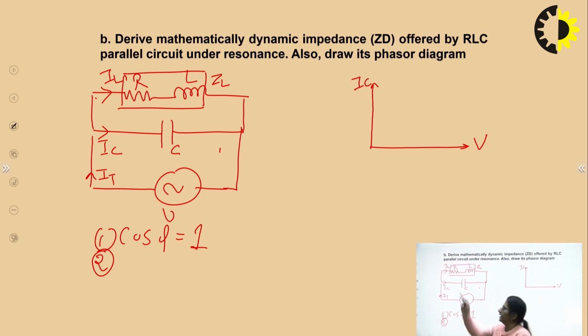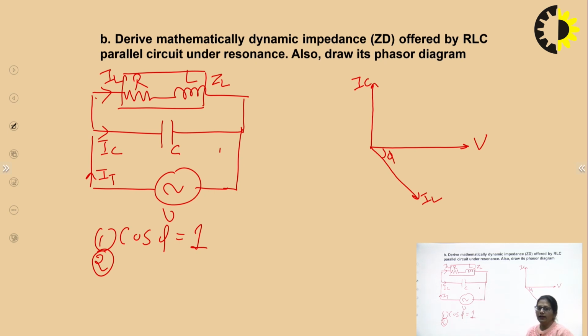Now what about IL? IL is the inductive current flowing in an RL circuit. So for an RL circuit, what used to be the nature? The current would be lagging the voltage by a certain angle phi, not by exactly 90, but by a certain angle phi.